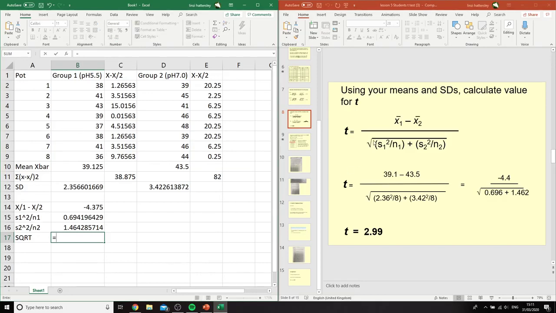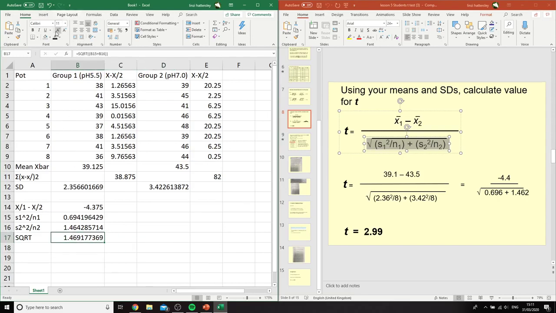Okay. So now we've got to do this bit on the bottom. So SQRT. Open the bracket. Open the bracket. Don't forget we need to add them both together before it square roots. That one. Add that one. Close the bracket. Close the bracket. Enter.